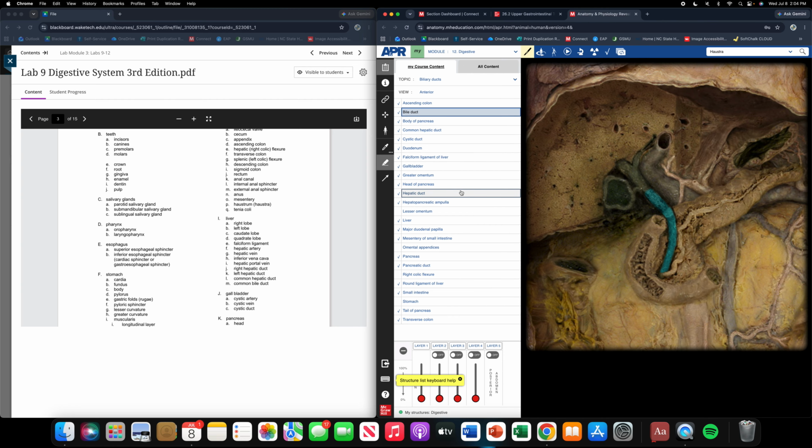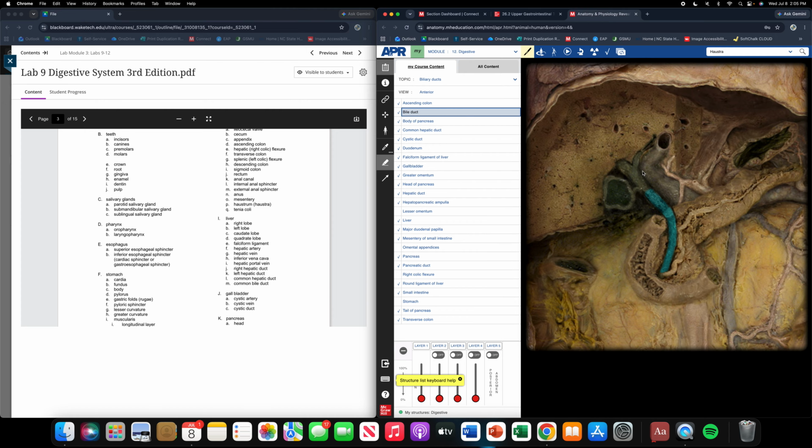Okay, so we'll do that one more time. Right and left hepatic ducts join to make the common hepatic duct. The common hepatic duct and the cystic duct from the gallbladder join to make the bile duct. So what will happen is that if there is food that's being digested actively in the duodenum, if the liver is making bile, it can just release that bile directly down the hepatic duct, the bile duct, into the duodenum.